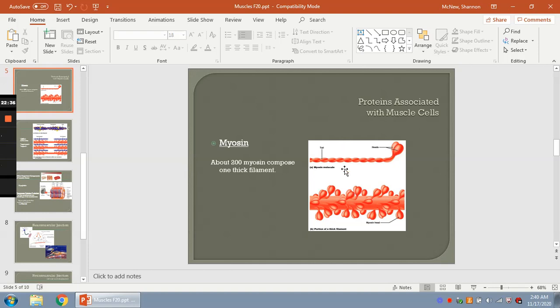Now, something else to note about the myosin molecule. It has two pivot points. It can actually change its shape a little bit. One pivot point is going to be about right here on the tail. The other pivot point is going to be right up here underneath the globular heads, kind of like the neck area, I guess you could say. And we'll talk more about that when we get into the contracting.